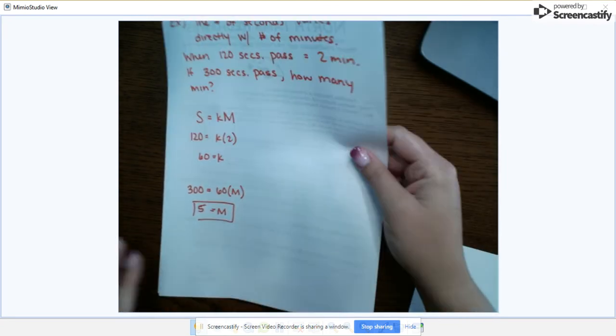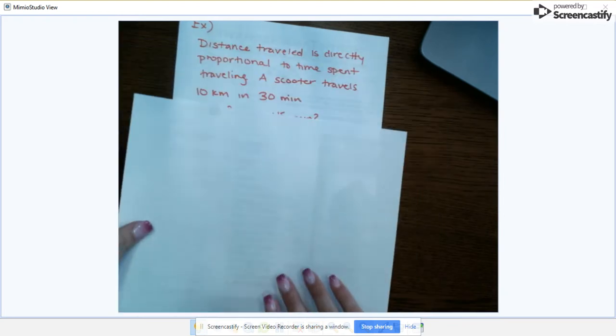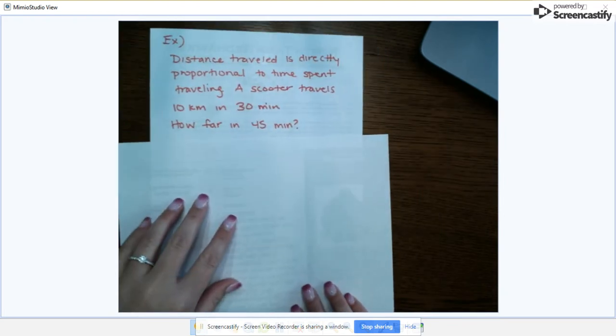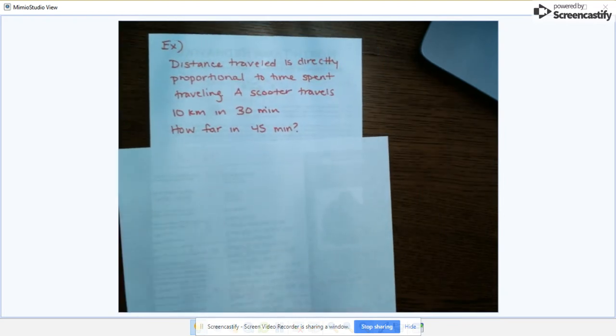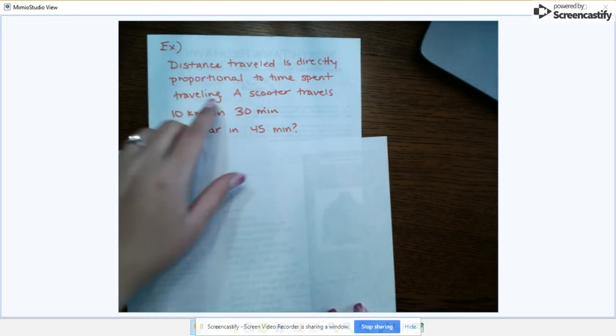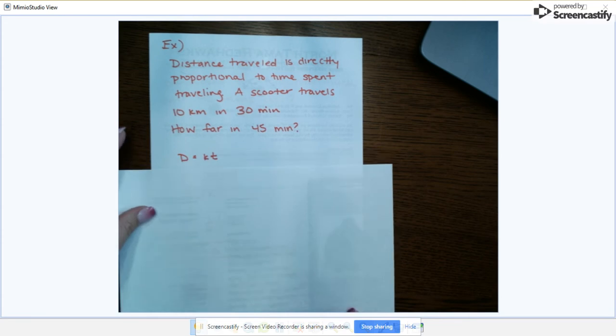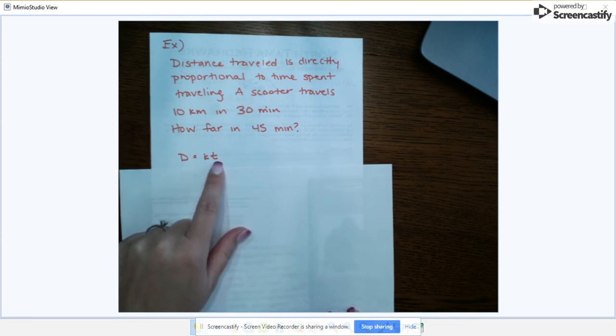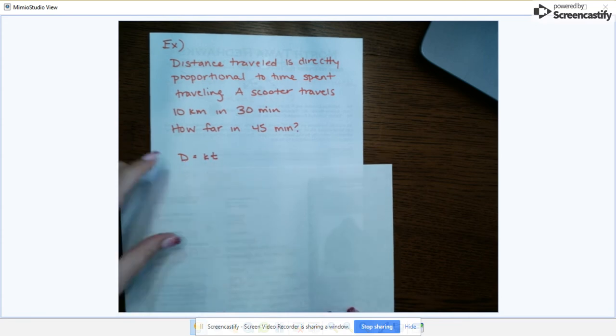Okay, here is another example. My distance traveled is directly proportional to the time spent traveling. So we have this motorized scooter that can travel 10 kilometers in 30 minutes, and we want to know how far it will travel in 45 minutes. So again, the first sentence tells me what my equation should look like. So distance is proportional to time spent traveling.